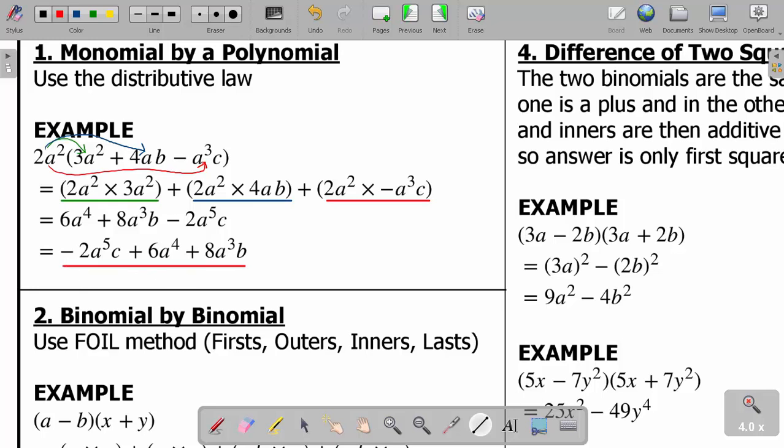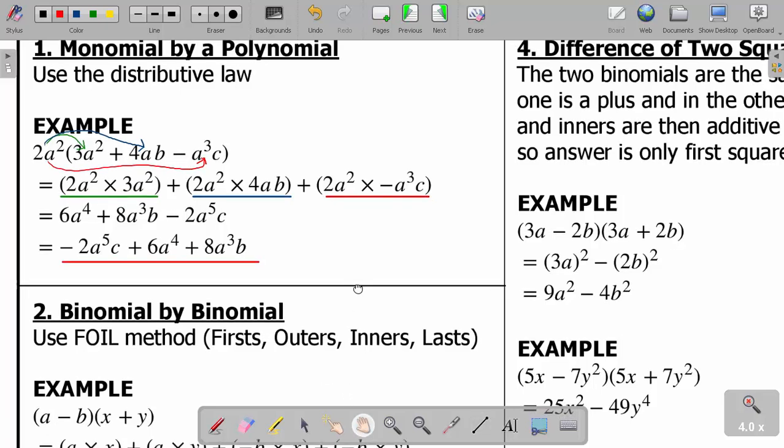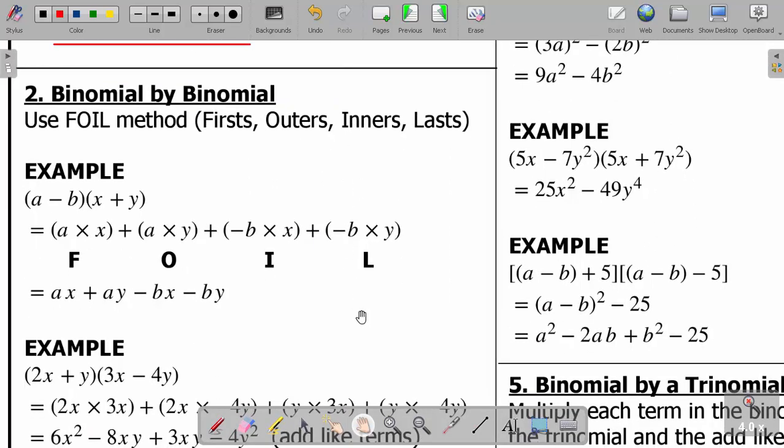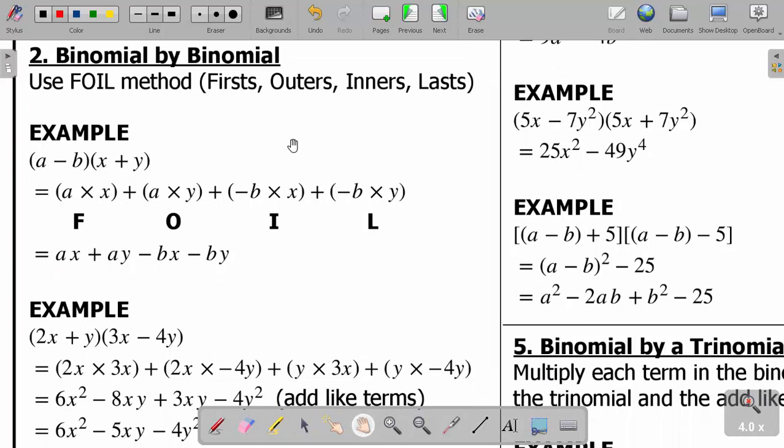Hope we are together. We've done it using the distributive law, multiplying a monomial, that's one term, by a polynomial, many terms. Now sometimes we're going to be required to multiply a binomial by a binomial. Here we use what we call the FOIL method. That means we start with the firsts, then the outers, then the inners, then the lasts. Okay, let's check it out.